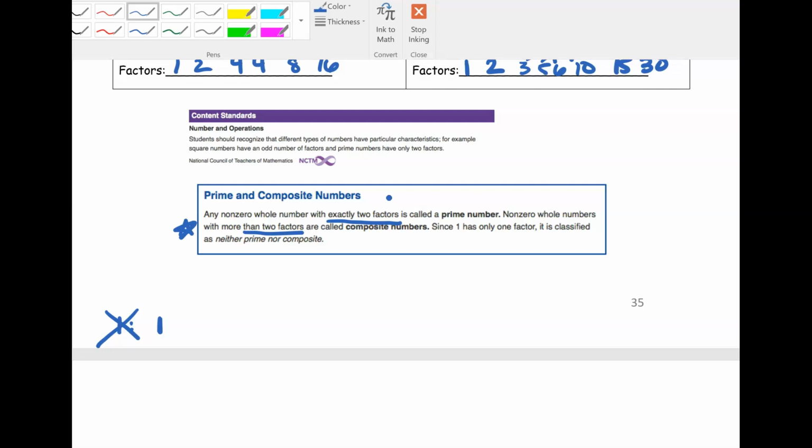So think of this definition only as a prime number has exactly 2 factors. So the number 1 only has 1 factor, not exactly 2. So we say 1 is neither prime or composite.